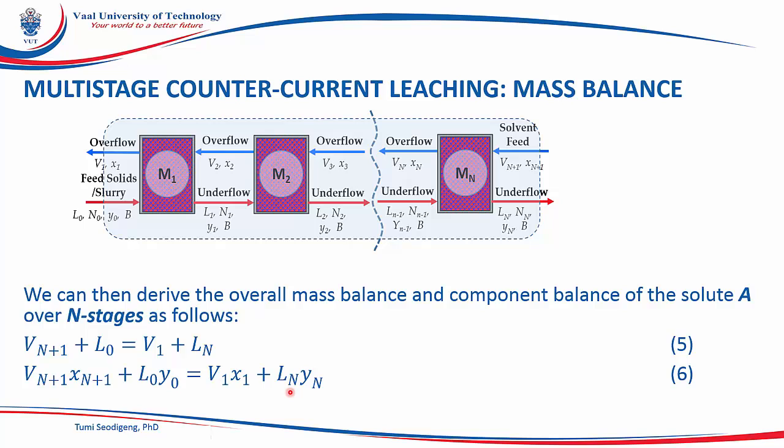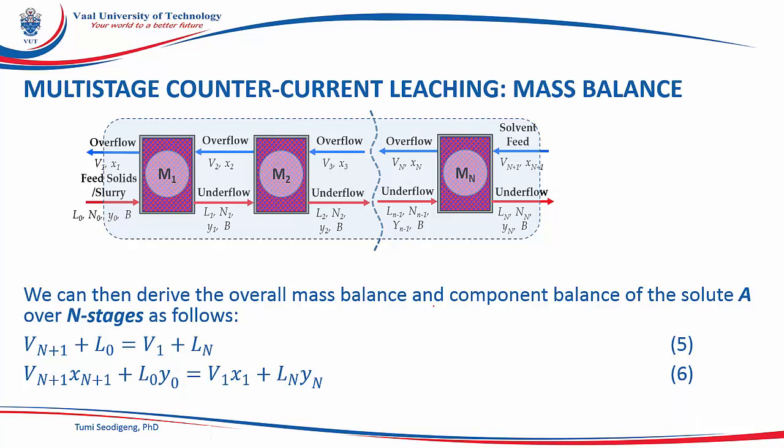The underflow stream, which is the raffinate, will be the flow of the solution in the underflow multiplied by the concentration of the solute in the underflow solution. Please keep note of the fact that in the V phase, the composition of the solute is denoted by X, and then in the L phase, the composition of the solute is denoted by Y.